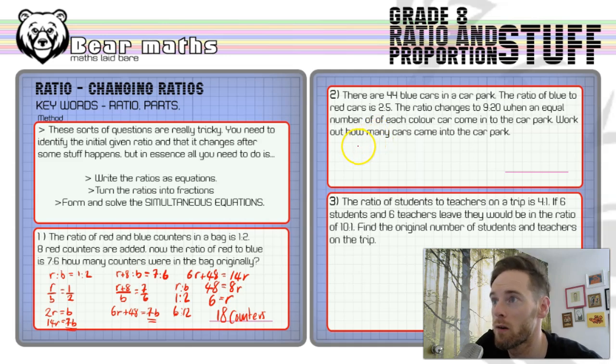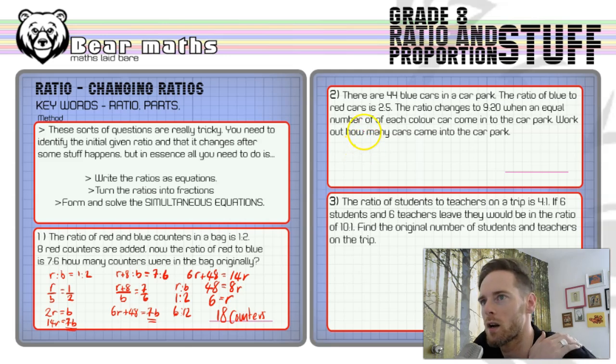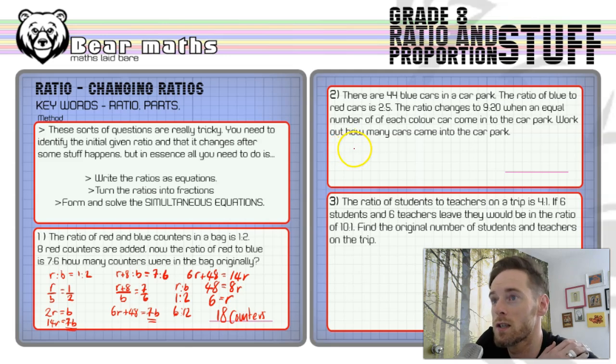So, there are 44 blue cars in a car park. This time we know the number of blue cars, which means we can work out the number of red cars in the initial value here. So we won't need to set up a simultaneous equation here. The ratio of blue to red is 2 to 5. The ratio changes to 9 to 20 when an equal number of each colour car come into the car park. Work out how many cars come into the car park.